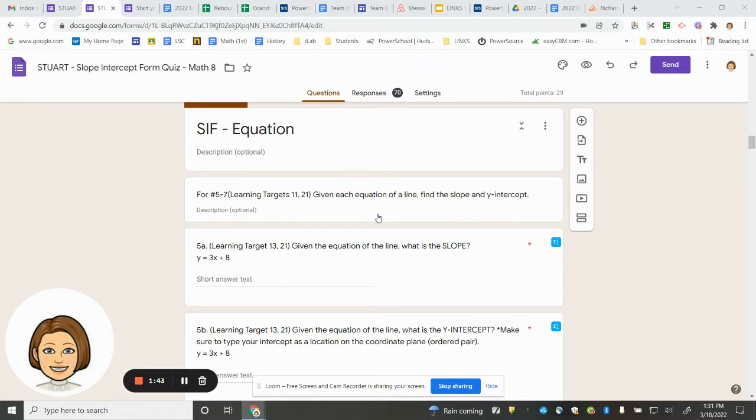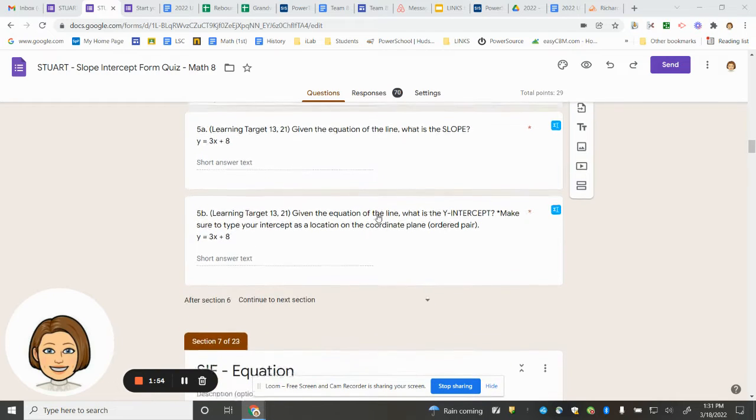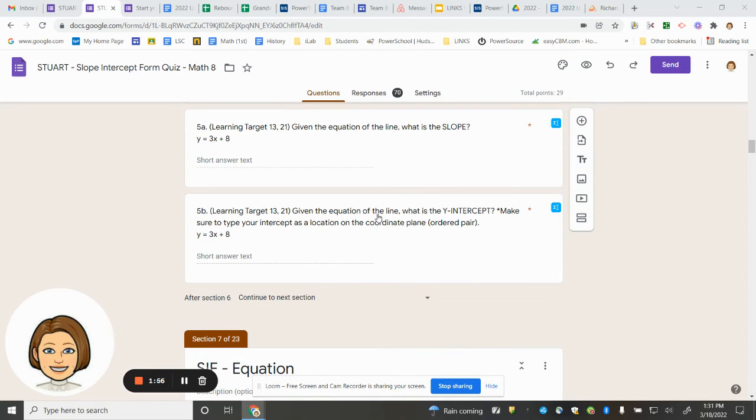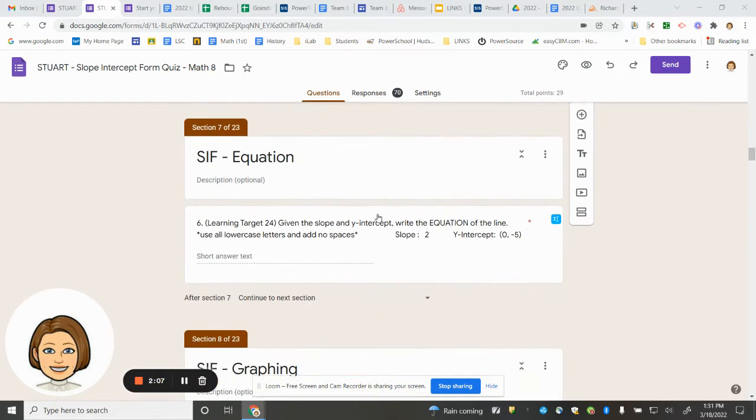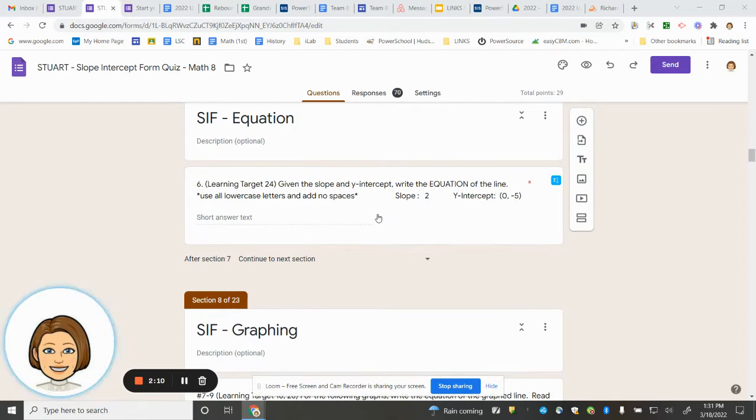Number 5a, given the equation of the line, what is the slope? So what is the slope in this equation? Y equals 3x plus 8. 5b, what is the y-intercept? Y equals 3x plus 8. Remember to write your answer as an ordered pair. Number 6, write the equation when you're given the slope of 2 and the y-intercept 0, negative 5.